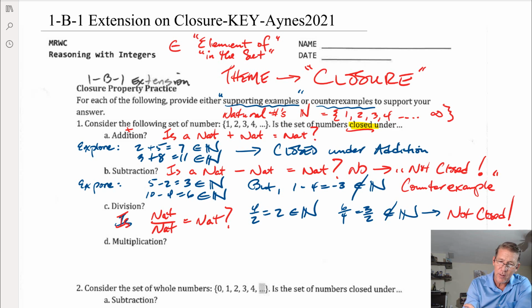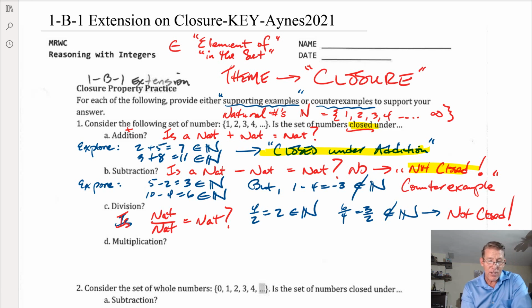I forgot to write down my conclusions. It's very important that you write down your conclusions, by the way. You have to say whether it's closed or not closed. So in the first one, under addition, it's closed. The second one, it's not closed, because 1 minus 4 is negative 3, and negative 3 is not natural.